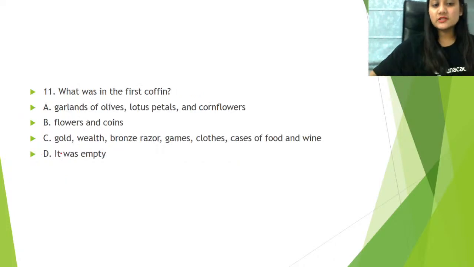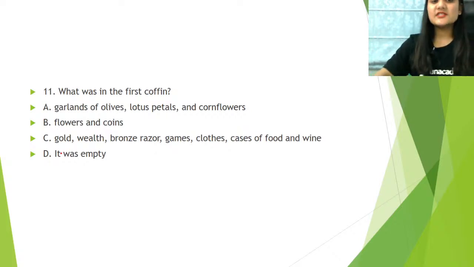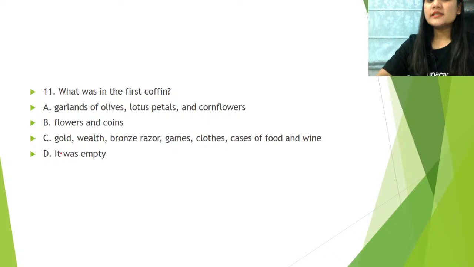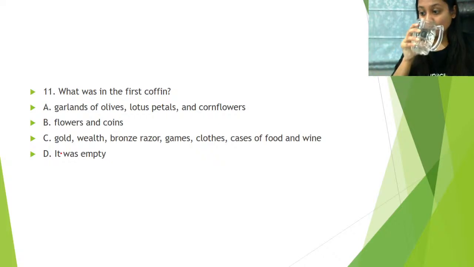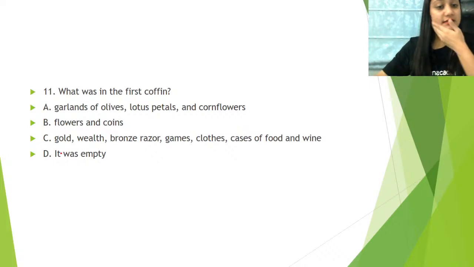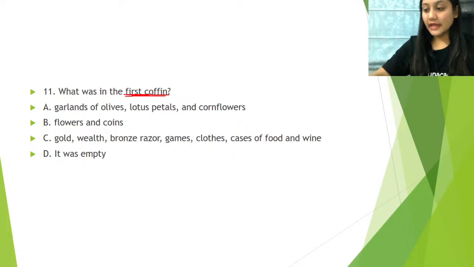What was in the first coffin? Garlands of olives, lotus petals and cornflowers, flowers and coins, gold, wealth, bronze, games, clothes, cases of food and wine, but it was empty. It is talking about the first coffin, guys. Please consider this question. They are asking for the first coffin. That is more important to keep in mind. First coffin.